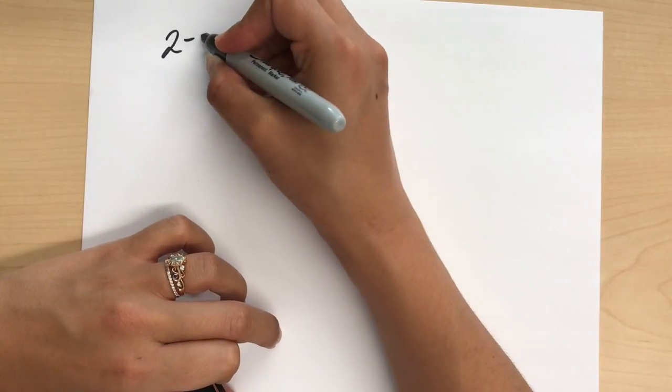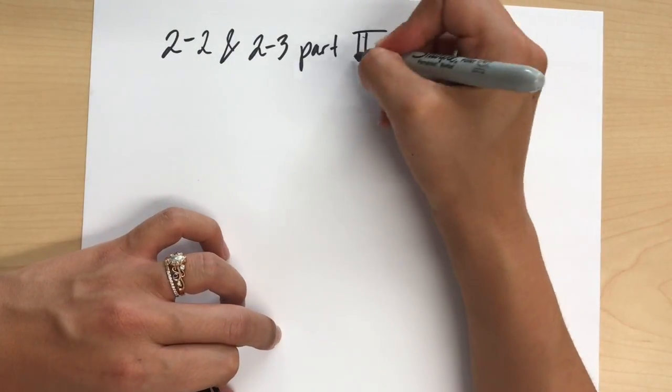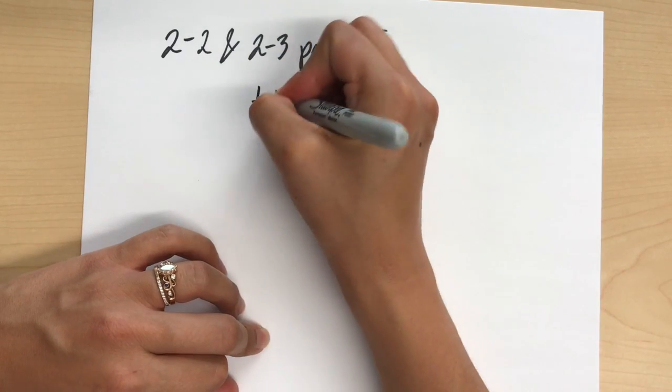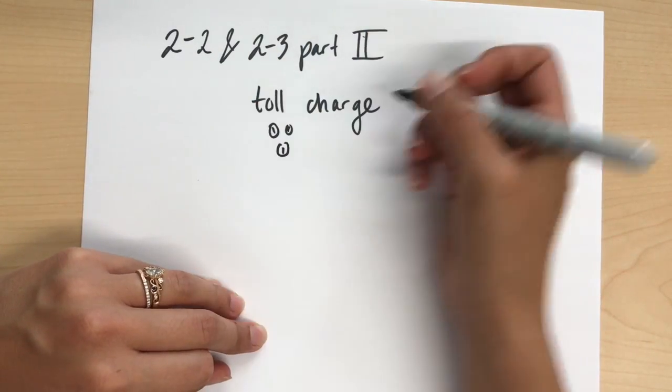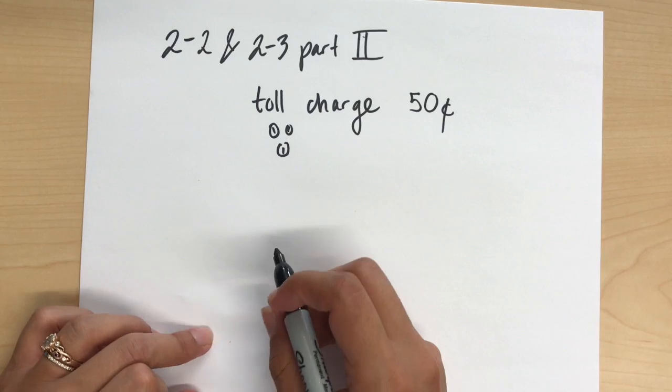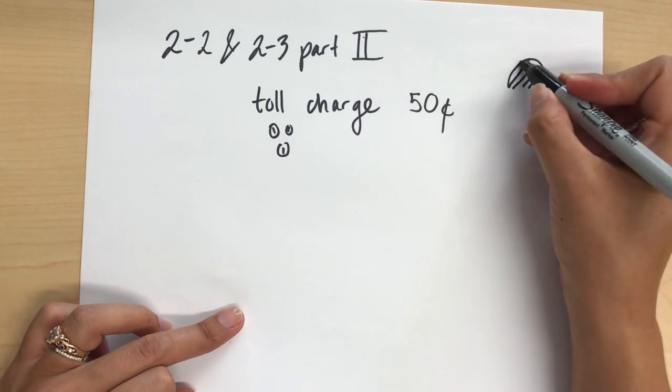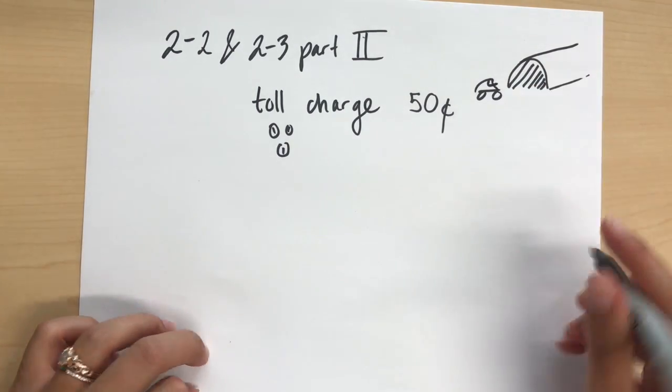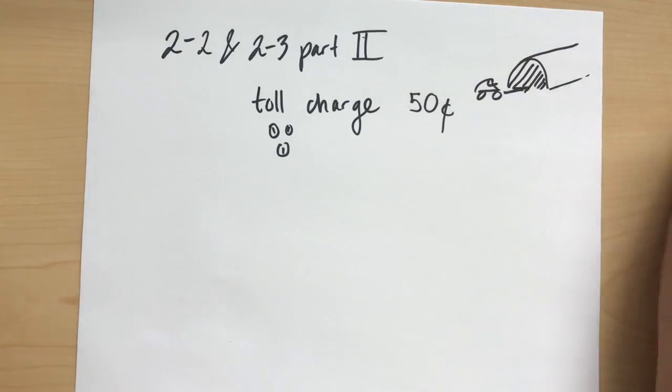This is 2-2 and 2-3 part 2. We're going to do a couple of word problems. Okay, so let's say we have a toll charge. We're going under a tunnel that charges. So the toll charge is 50 cents, right? So if you want to go through this tunnel, you got to pay 50 cents every single time.